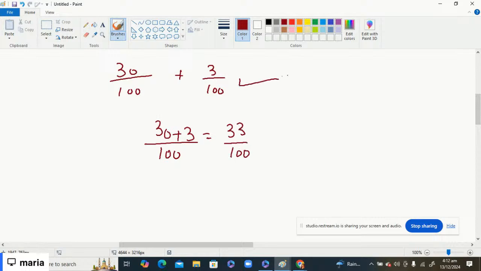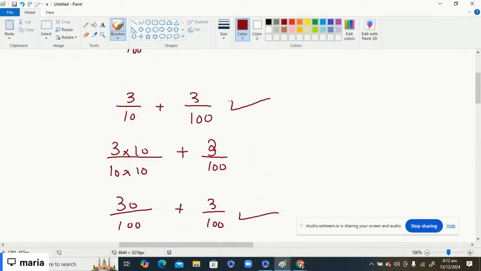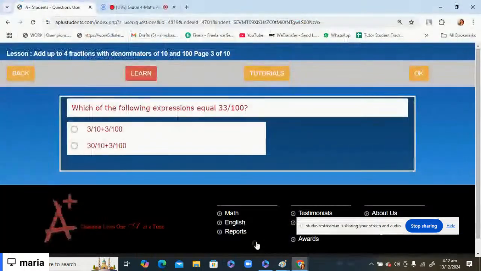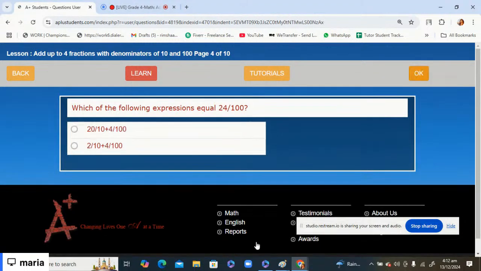So this is the answer: 3 by 10 and 3 by 100. Let's see, 3 by 10 and 3 by 100. Yes, it's given. This is the way that we get it.